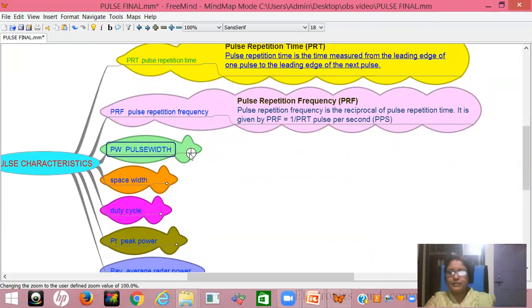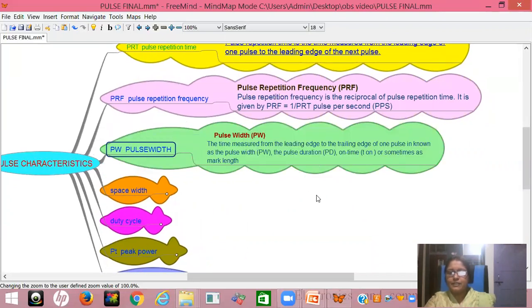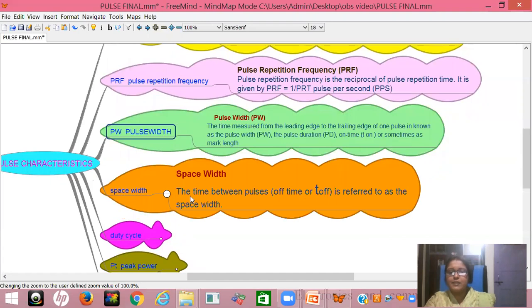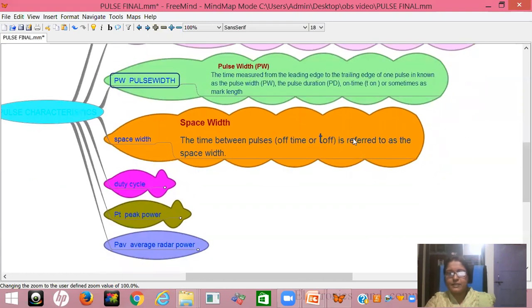Next is the pulse width. It is the time measured, T on, where the pulse is present. That is called the pulse width and it is denoted by PW. Next is the space width here. Space width is nothing but the T off time, where the pulse is absent. That T off is called the space width here.